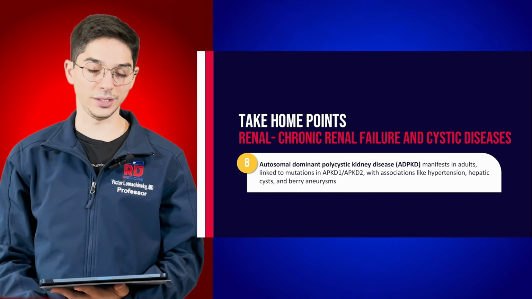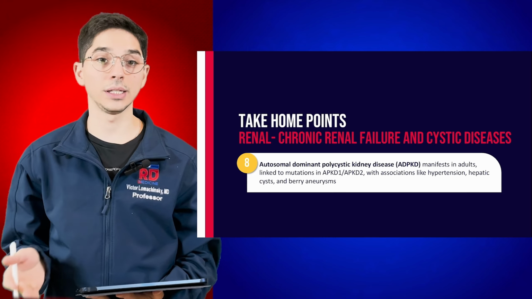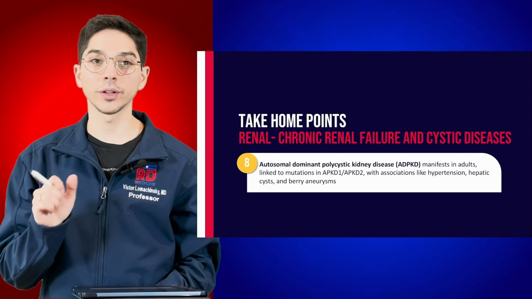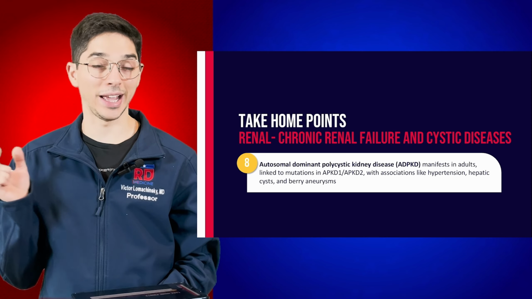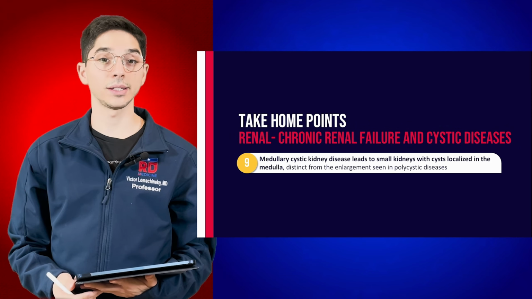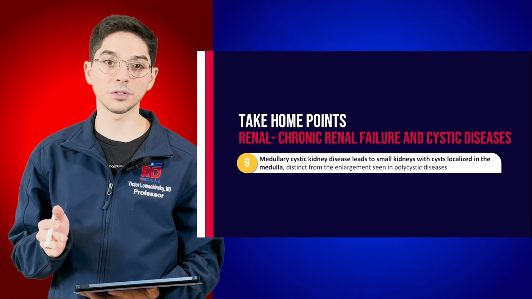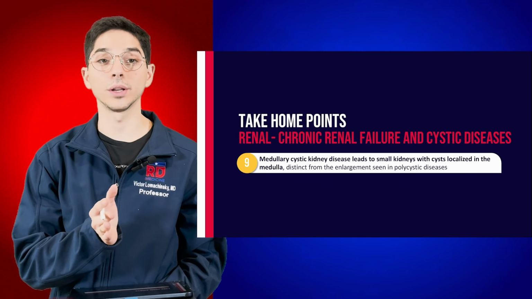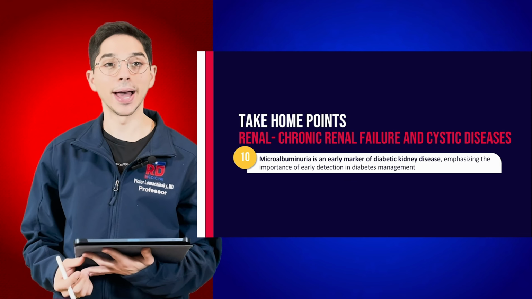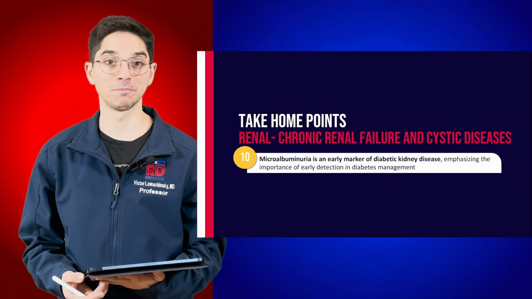Autosomal dominant polycystic kidney disease, however, takes a little bit longer to develop. This is something that we see in adults. It's linked to mutations in PKD1 and PKD2, which will result eventually in hypertension, hepatic cysts, and berry aneurysms. Just remember that family history of berry aneurysms. Medullary cystic kidney diseases lead to very small kidneys with cysts that are localized in the medulla. Now, this is distinct from the enlargement that we saw in all of those polycystic diseases. And for our last take-home point, microalbuminuria is an early marker of diabetic kidney disease. It emphasizes the importance of early detection in diabetes management.